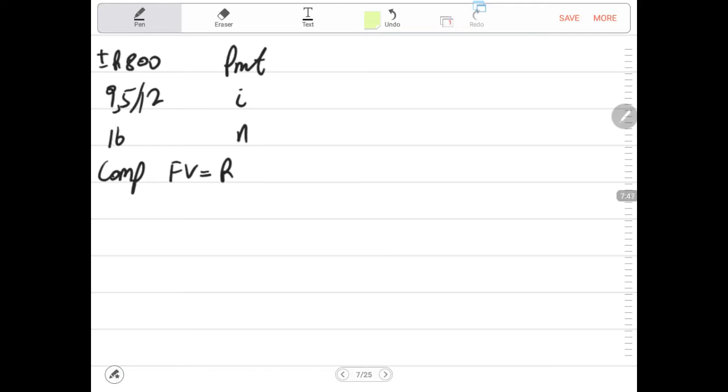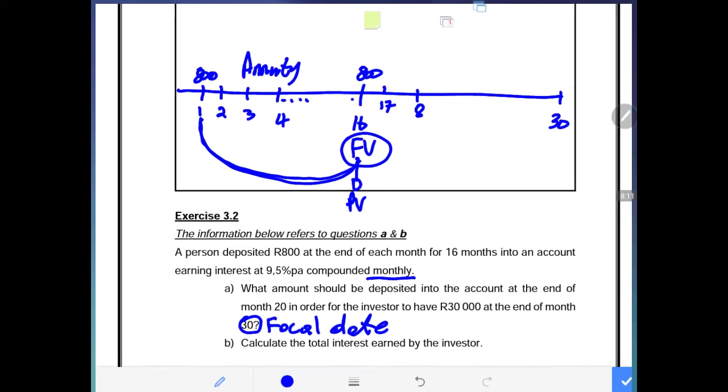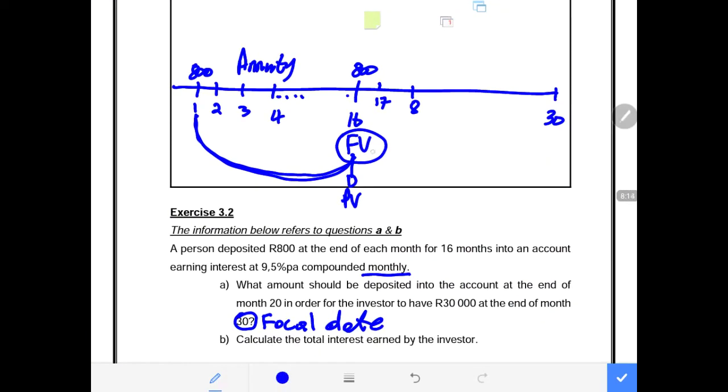Plus minus 800, press PMT, then 9.5 divided by 12, press I, then we say 16, we press N, then compute future value. The future value is 13,588 rand 81 cents. This is the amount that will be in the account at the end of month 16, meaning just after the last deposit. This will be 13,588 rand 81 cents just at month 16 after the last payment has been made.